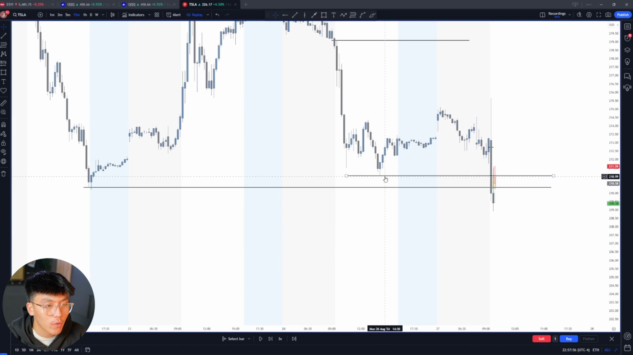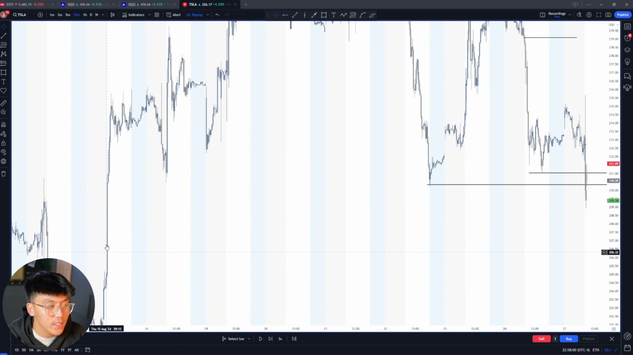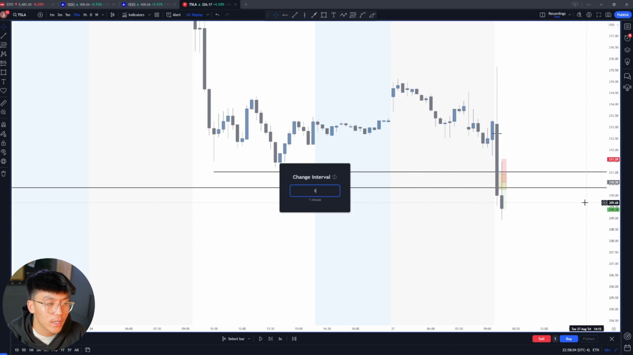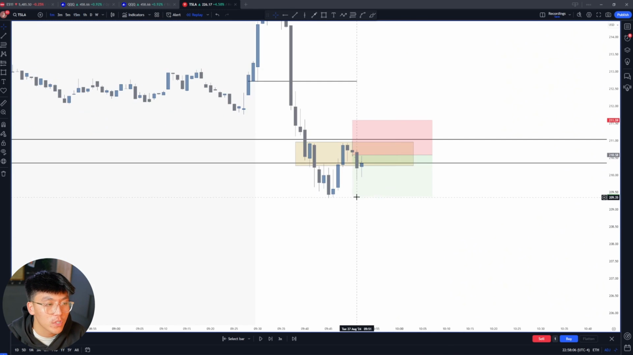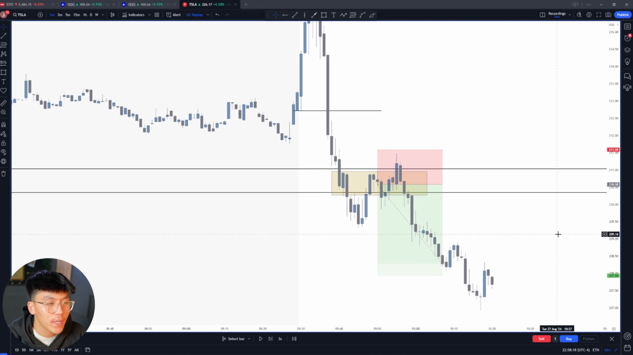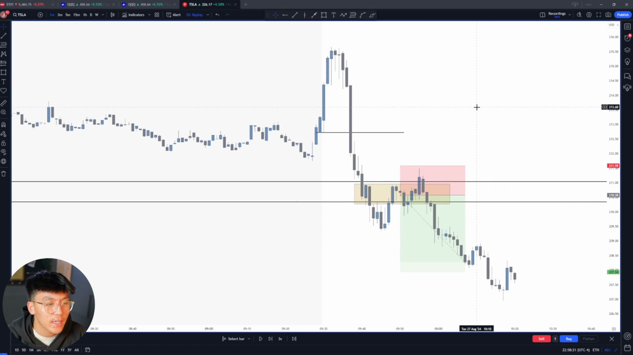Based off your rejection off your previous day lows in this level as well, you'd be looking for the next key targets, which is all the way down here. You could be looking at other targets, but in this case, for example, we're just going to be looking for a 1 to 2 towards the downside. And you can see price ended up playing out nicely towards the downside.